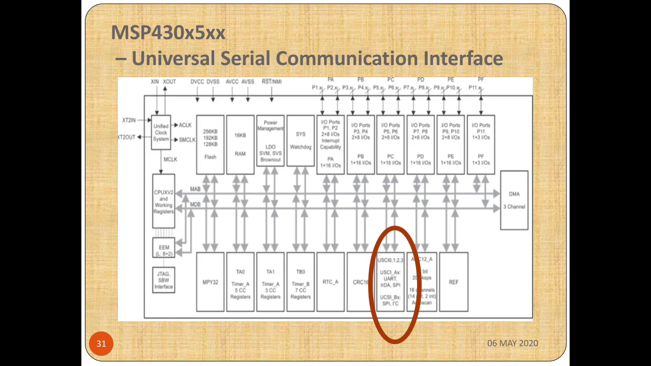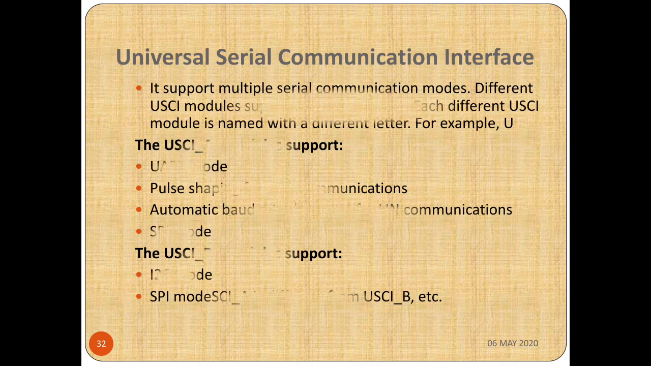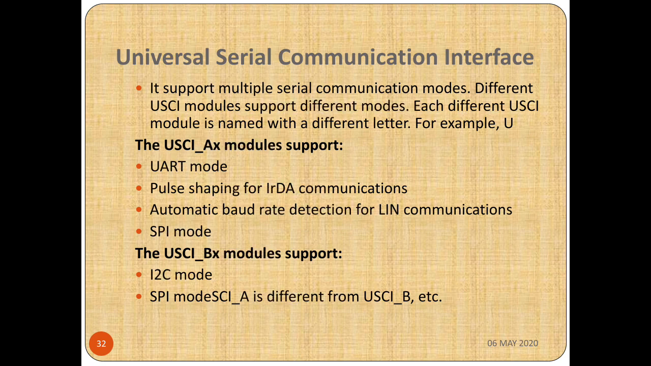The next is USCI, that is, Universal Serial Communication Interface. We use this block for providing serial communication between the processor and external hardware. Under this we use serial peripheral interface, I2C and UART, so we can use different types. The USCI can operate in two different modes, USCI A and USCI B modules. Every module can support a different mode of transferring data.